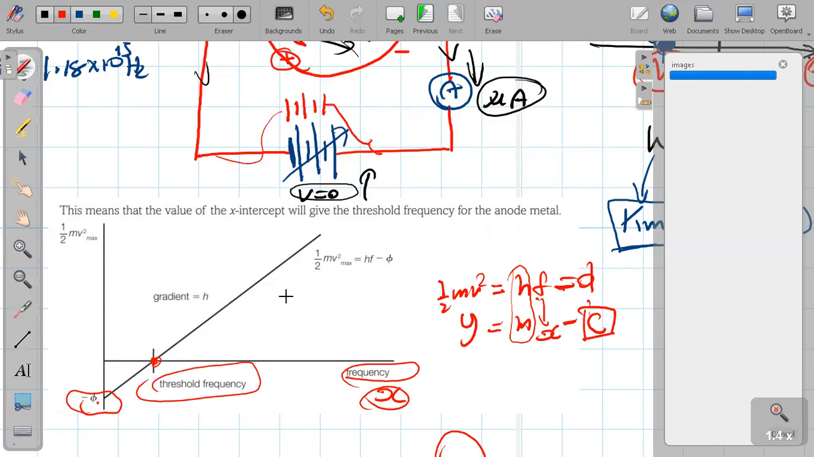and the gradient of the graph is always what? m of the graph, delta y over delta x. That is what? Planck's constant. So the work function is negative.